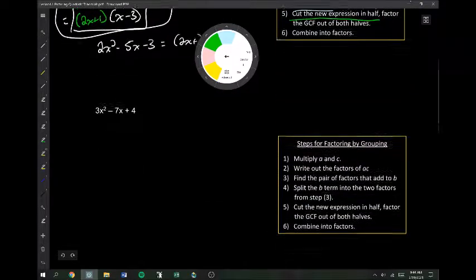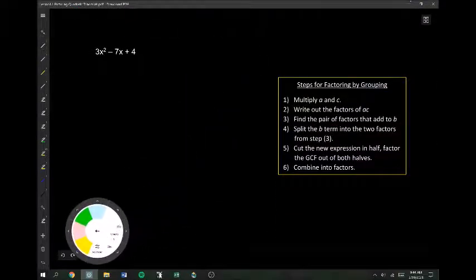Let's do another one. I'm going to keep copying the steps over here. You should write these down somewhere. You should have the steps written somewhere that you can refer to. And you should try to get to the point where you don't need to refer to the steps anymore. But we'll talk about how to make that happen later on.